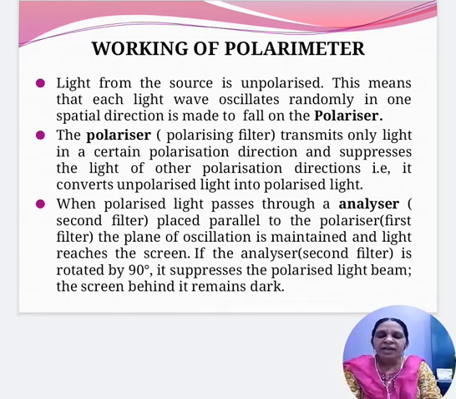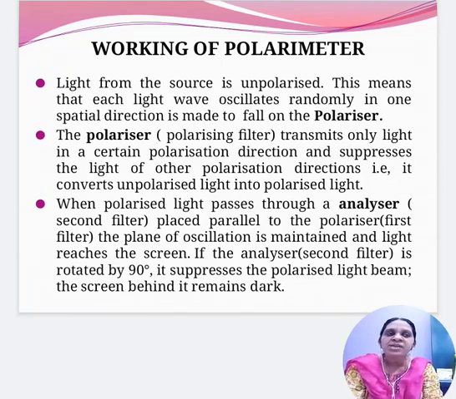Unpolarized light from the source is falling on the polarizer. The polarizer is a polarizing filter. It transmits only light in certain polarization directions and suppresses light of other polarization directions. That is, it converts unpolarized light into polarized light. Polarized light has only one specific plane.